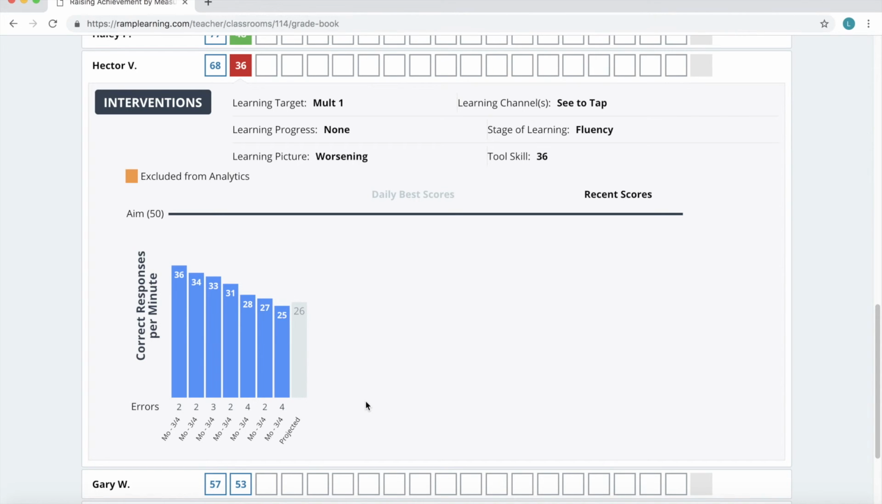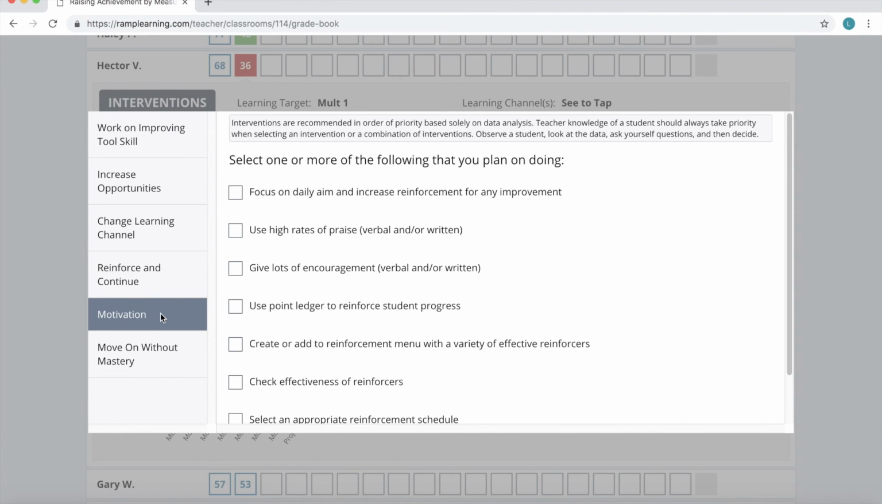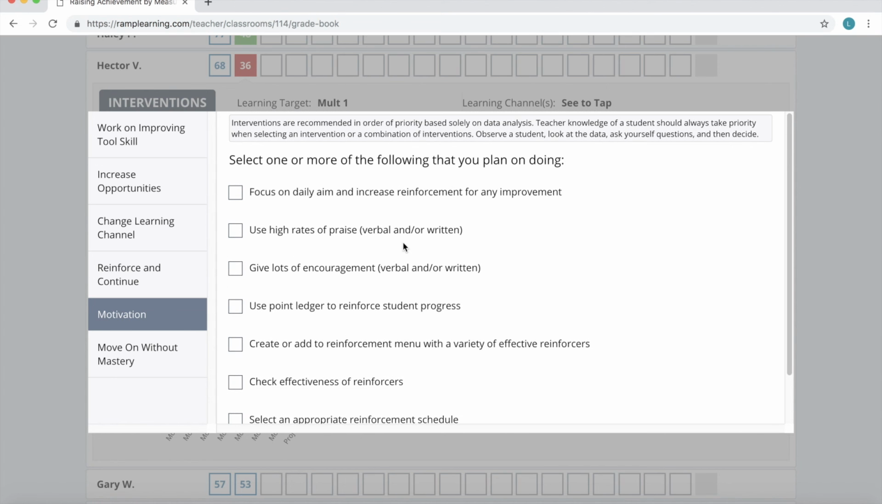So looking for ideas of how we might intervene, we can click on interventions again. And of the interventions listed here, motivation is one that would stand out. Maybe he's bored or he's not interested. It's gotten too hard for him, and so there's seven different things under motivation listed here that might be helpful to help him move on and progress a little bit better.